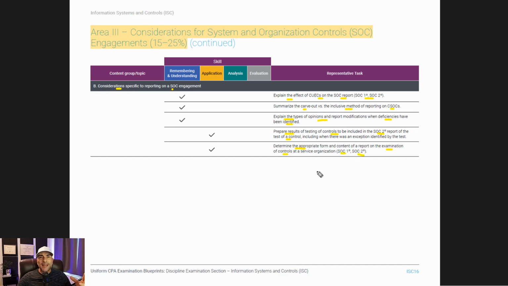So that is it for the AICPA blueprints for the ISC exam section of the CPA exam. Hopefully you were able to identify the areas that you are familiar with and the ones that you need to work on or brush up on before you sit for the ISC exam.